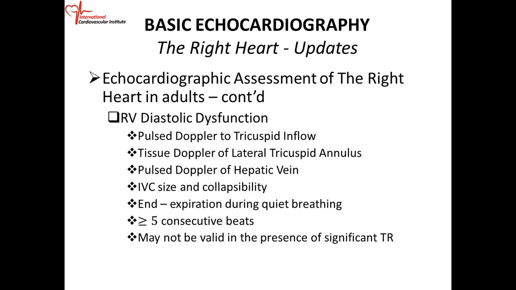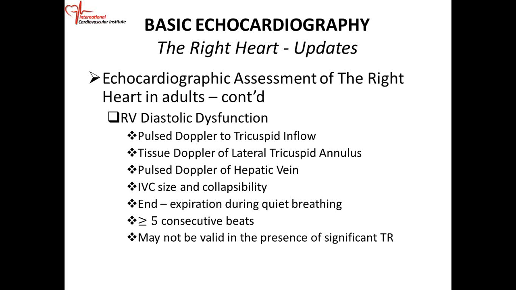But you can also evaluate RV diastolic dysfunction. And what we're going to look at, just like the left side, we're going to look at a pulse Doppler across the tricuspid valve. So that we talk about the tricuspid inflow. So it's a pulse wave Doppler, and we're looking at the tricuspid inflow. And just like the left side, you're going to have an E velocity and an A velocity.